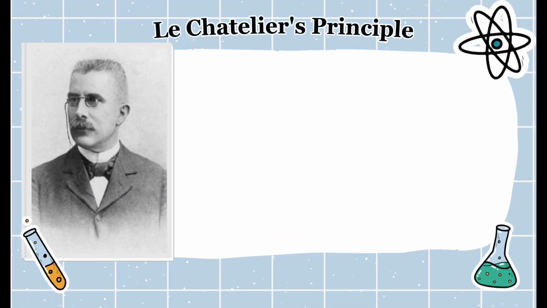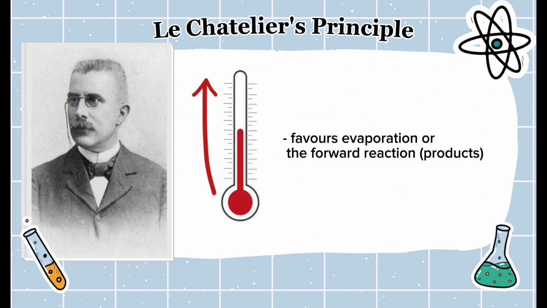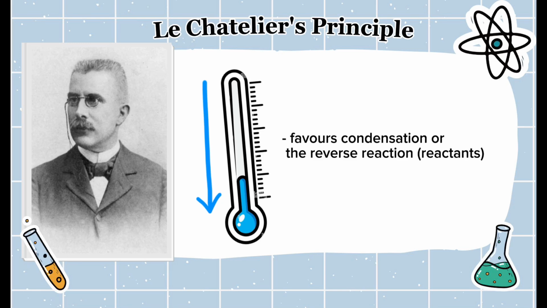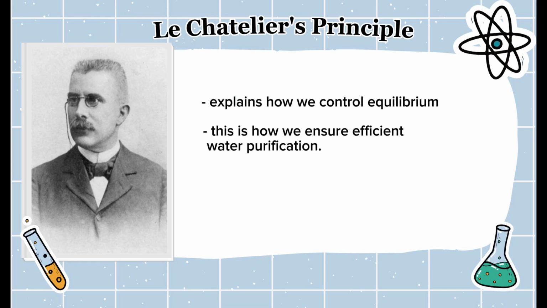Le Chatelier's principle explains how we control equilibrium. So by increasing temperature, we favor evaporation, or the forward reaction. By decreasing temperature, we favor condensation, or the reverse reaction. This principle is how we ensure efficient water purification.